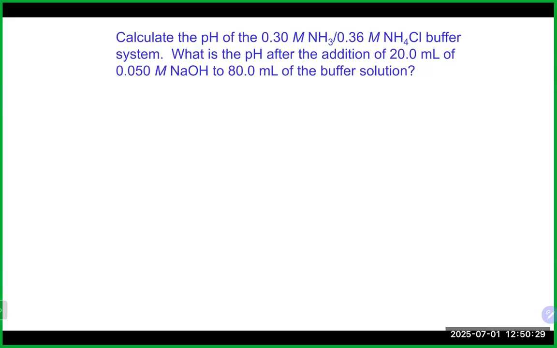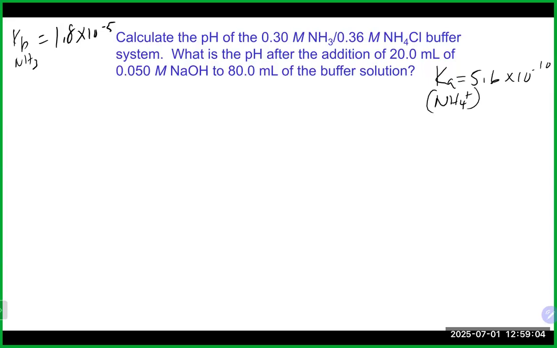I'll give you a Ka value here. I'll do Ka. We could do Kb too, by the way, but we'll do Ka. 5.6 times 10 to the minus 10. That's the Ka value for NH4 plus. Or if you prefer, the Kb value for NH3, 1.8 times 10 to the minus 5. Okay, let's take a look, see how you're doing.